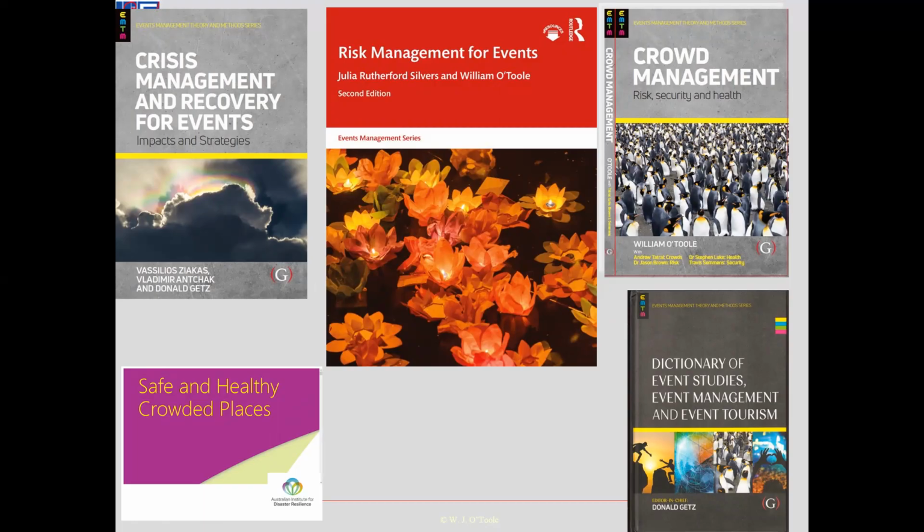The other one's the one on the left, Crisis Management and Recovery. That's quite interesting because it's sort of more an academic approach to crisis management and how events are going to recover. I've got a chapter in there that has to do with COVID. And the one on the right, top right, Crowd Management, looks at a specific type of risk that has to do with crowds. And needless to say, that's the big one. When you've got people involved, that's your biggest risk because it can involve criminal charges and many, many things.